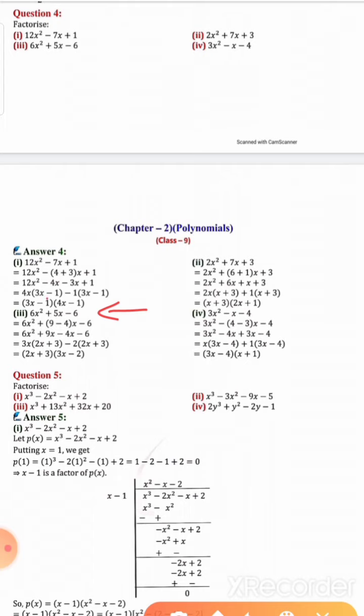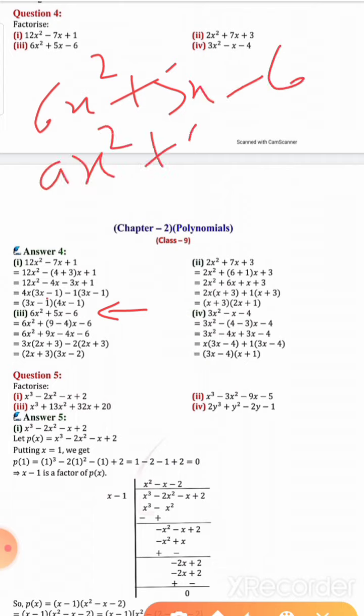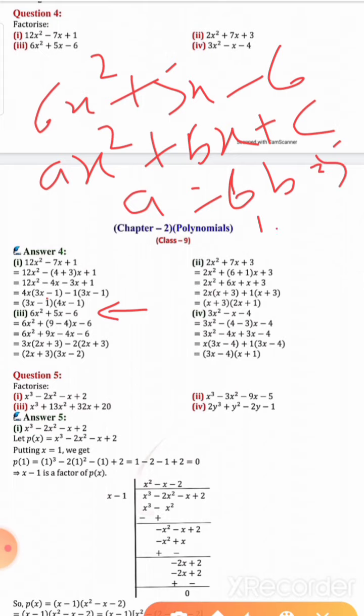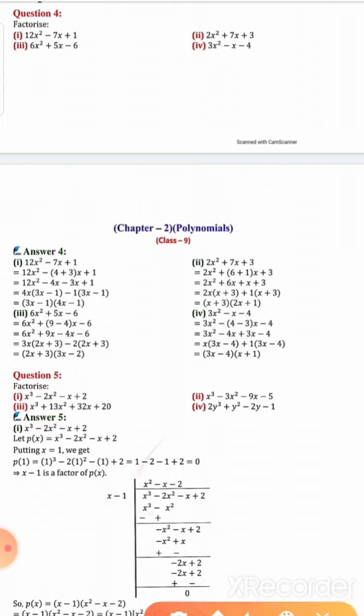Factor 6x square plus 5x minus 6. First, comparing with the quadratic equation general form ax square plus bx plus c. Here a is equal to 6, b is equal to 5 and c is equal to minus 6. Starting this method, splitting the middle term, we multiply a into c, where a is 6 and c is minus 6. So multiplying 6 into minus 6, we get minus 36, and the middle term is 5.